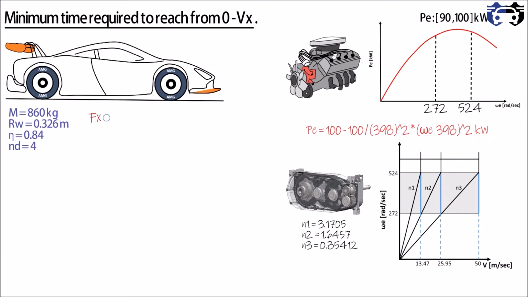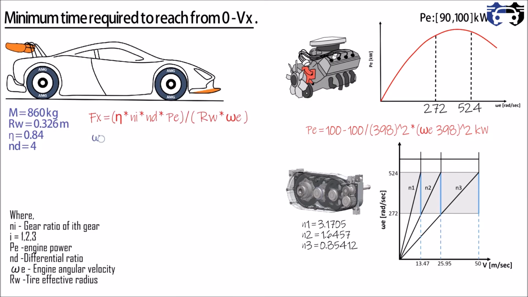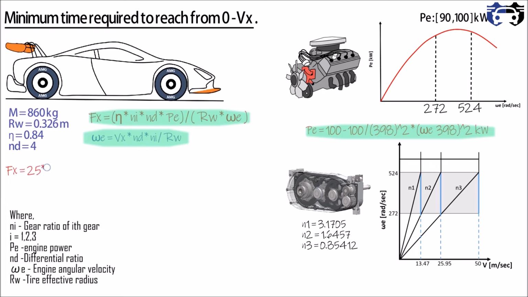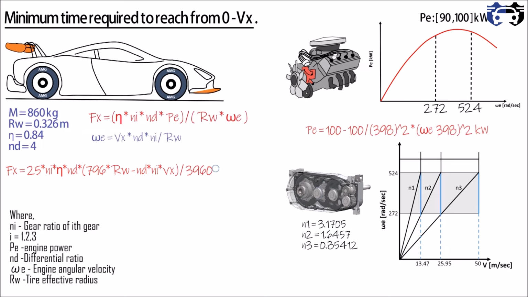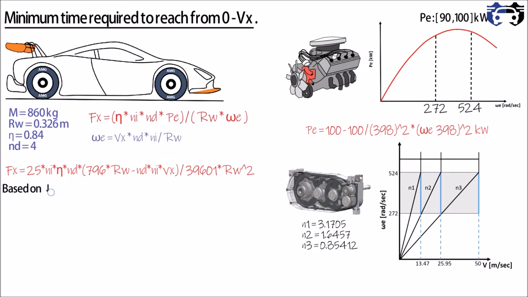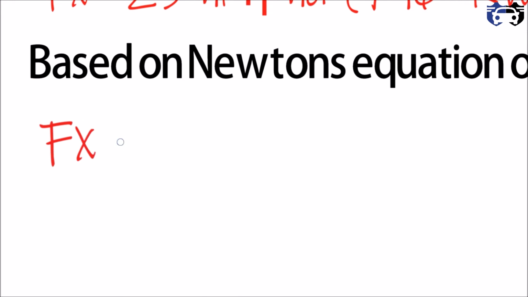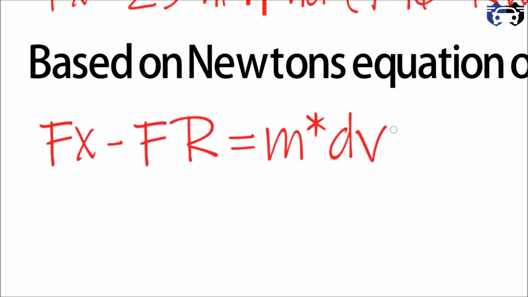We can write Fx equals efficiency multiplied by Ni multiplied by Nd multiplied by Pe divided by Rw multiplied by omega E, and omega E equals Vx multiplied by Nd multiplied by Ni divided by Rw. On solving these three equations, we get the value of Fx in terms of variables such as Vx and Ni. Based on Newton's equation of motion, we can write Fx minus Fr equals mass multiplied by dVx divided by dt.